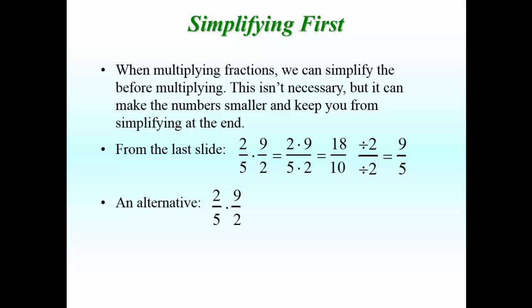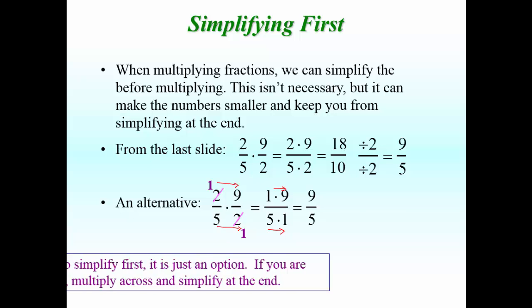So if you look at our first example, 2 times 9 was 18, 5 times 2 is 10, dividing top and bottom by 2, you got 9/5 as an answer. Well, you could also choose to simplify first. 2 goes into 2 once, 2 goes into 2 once. At that point, you would multiply straight across the numerators. 1 times 9 is 9, and straight across the denominators, 5 times 1 is 5, and you still end up with 9/5.